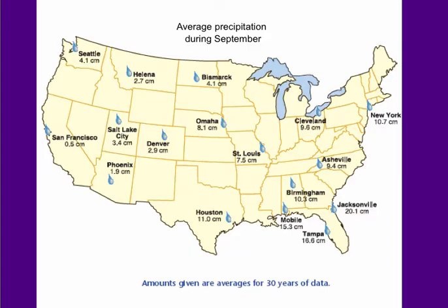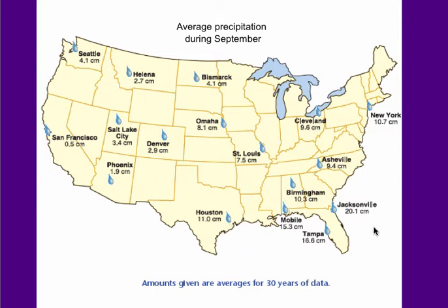Cool beans. Let's take a look at the map across the United States. This map shows the average precipitation during the month of September. So over all of these years, 30 years actually, they've added up all of the precipitation, they've divided it by 30 years, and they've found the average precipitation during the month of September.